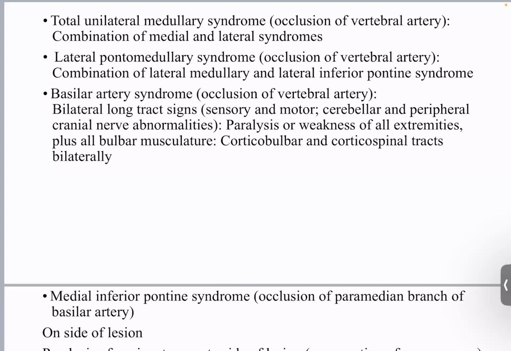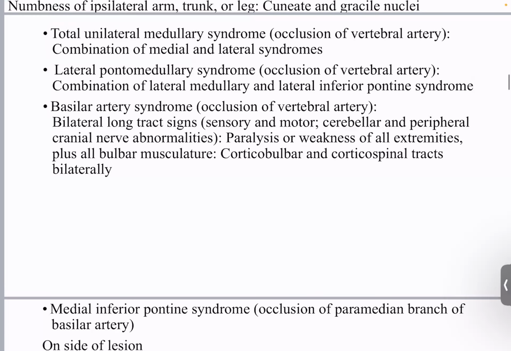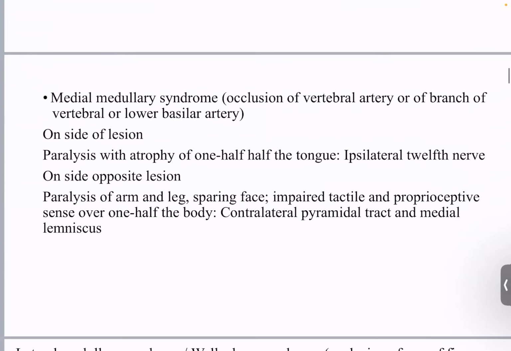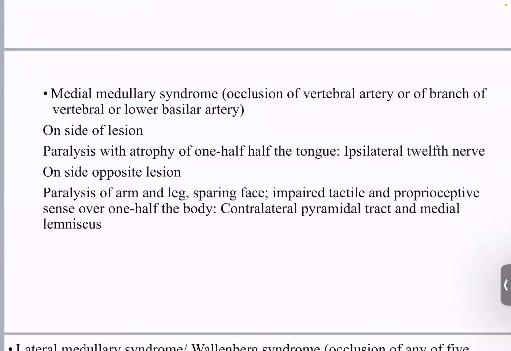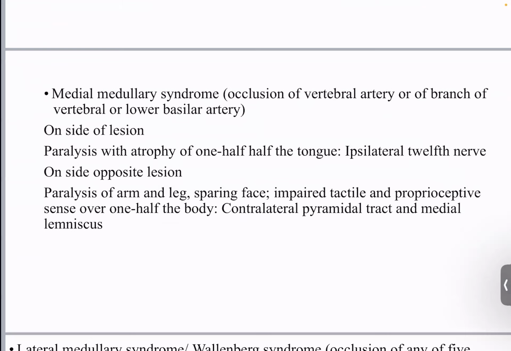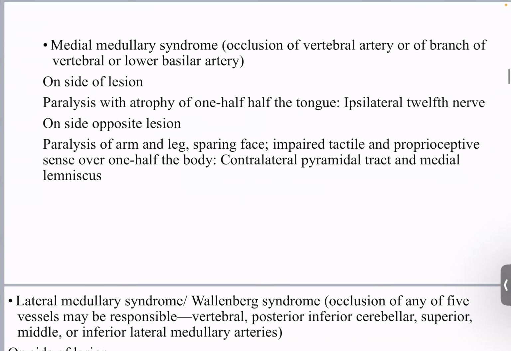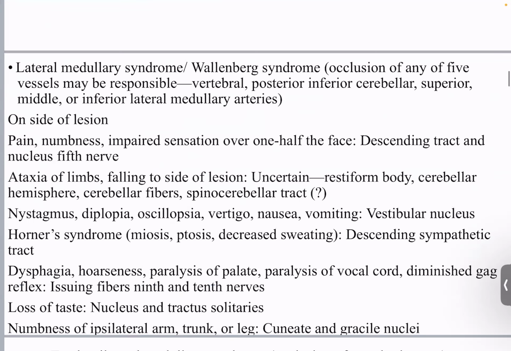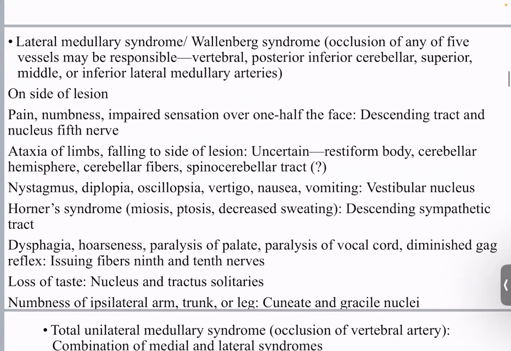Okay, so medial medullary syndrome will have ipsilateral 12th nerve palsy on that side and contralateral hemiplegia. A lateral medullary syndrome will have ipsilateral ataxia, ipsilateral nystagmus, ipsilateral Horner syndrome, and there will be contralateral loss of pain and temperature. Same way, we can frame for everything.